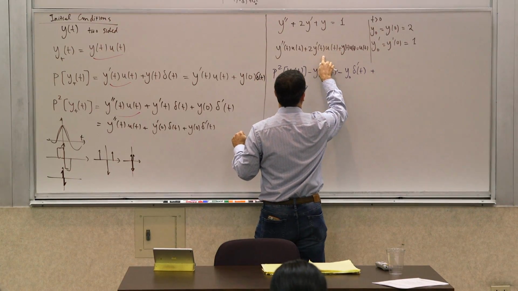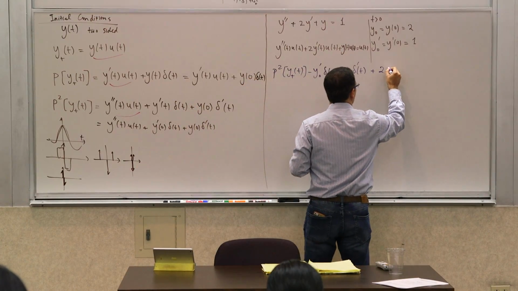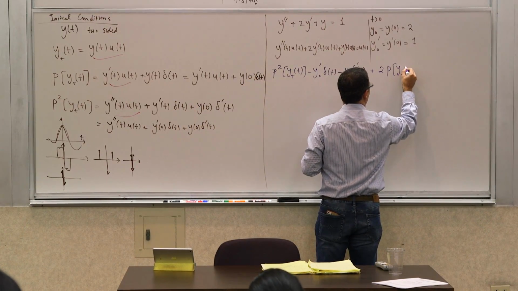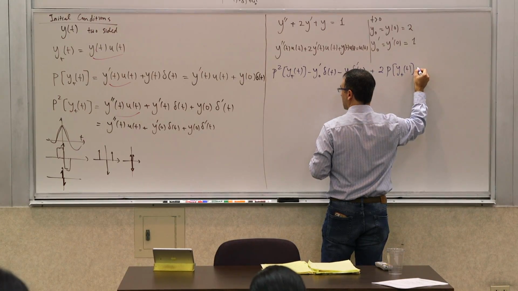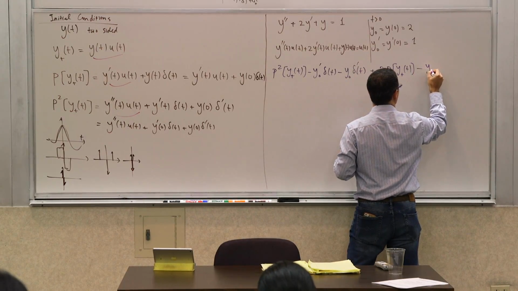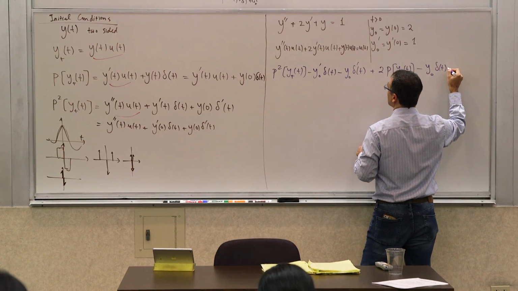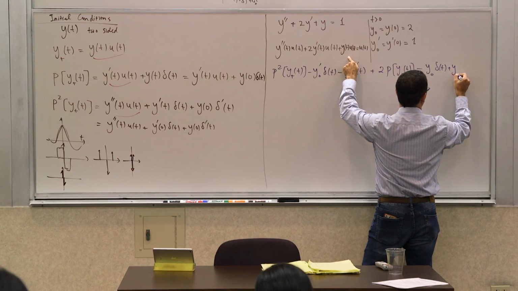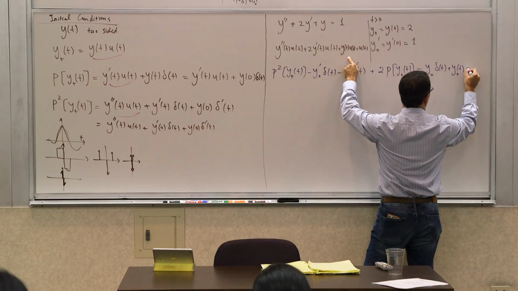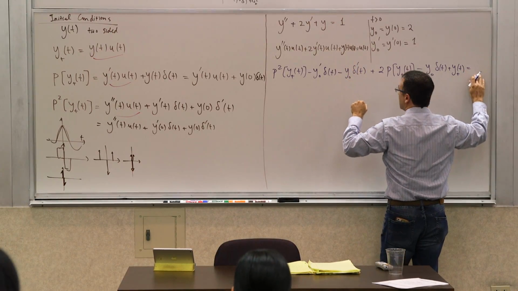Then you have p of 2. There's a 2. Okay, 2p of y plus of t. And then you subtract off y0 delta of t. Yes, thank you. And then what else do I have? And then it's just y plus. This last term is y plus of t itself. And then on the right-hand side, I have just u of t. Okay, now that's fine.